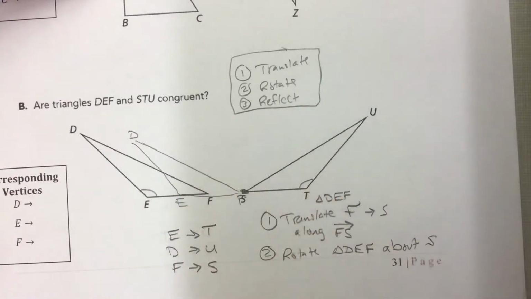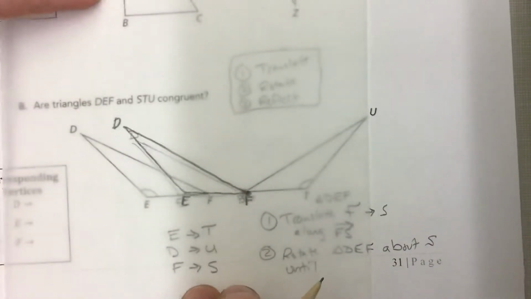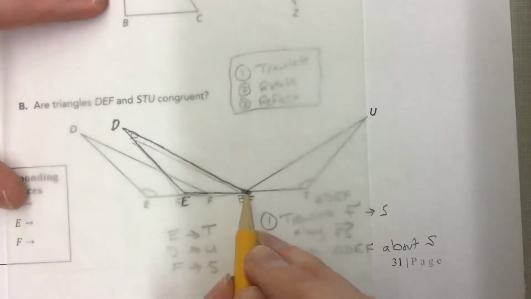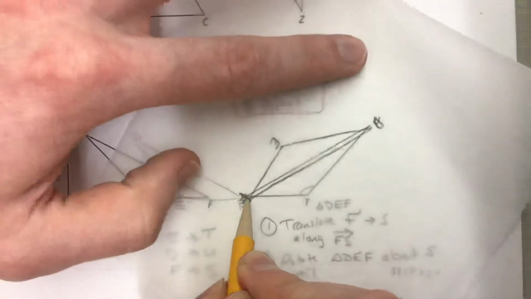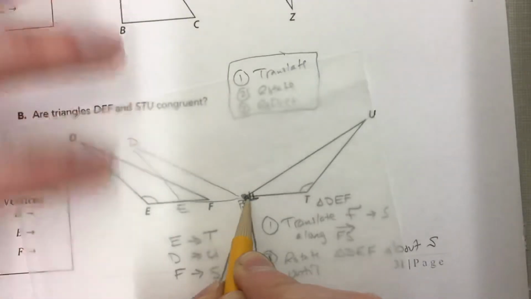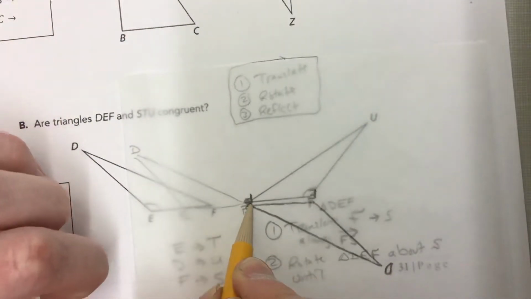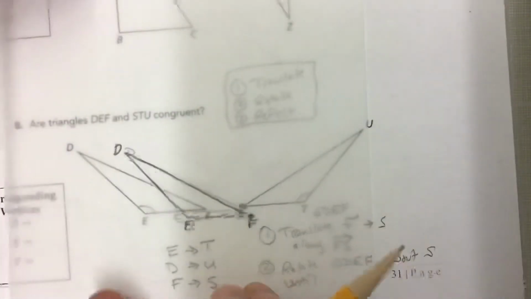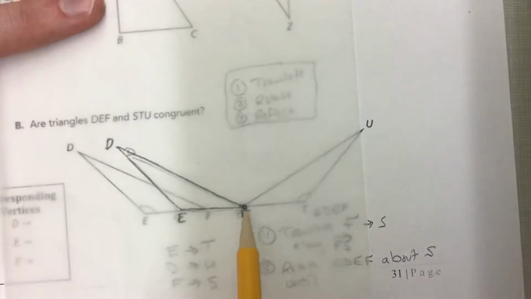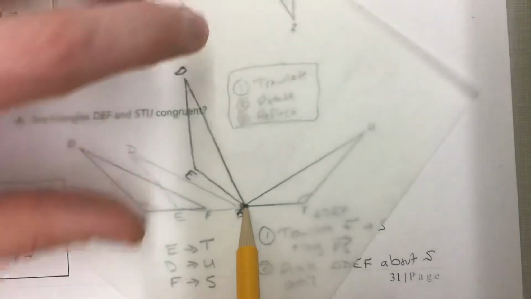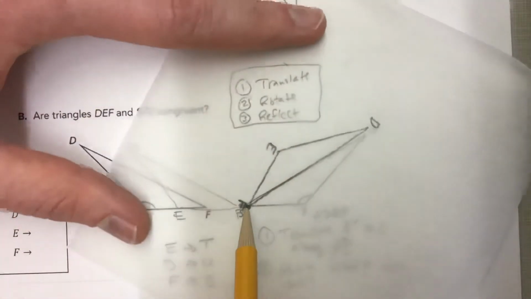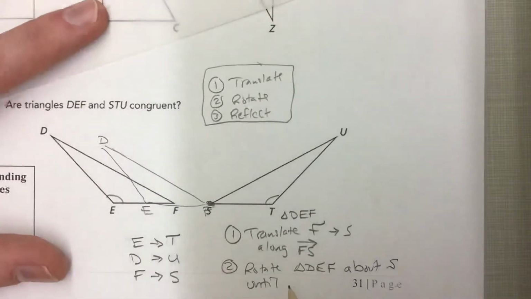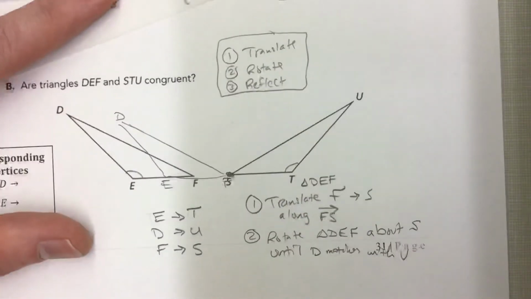And we could figure out the angle we need, or we can just say until something matches up. So we're going to rotate around S until something matches up here. So I could say until D matches up with U. I could do that. Or I could say the other way, until E matches up with T. It doesn't actually make a difference. It's just going to change your last step depending on what you pick. So let's just rotate the first way. Let's rotate D to U. So we're going to rotate around S until D matches up with U, right there. So until D matches with U. That's how we know when to stop.